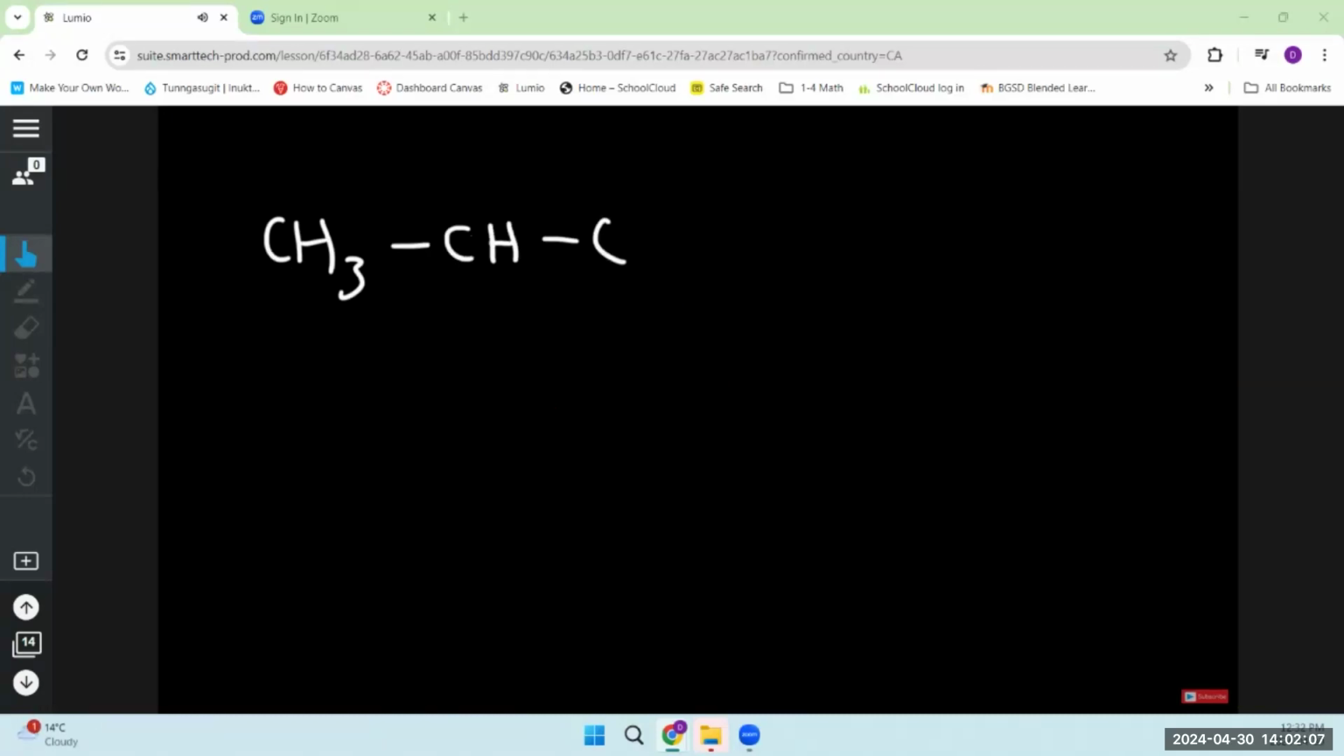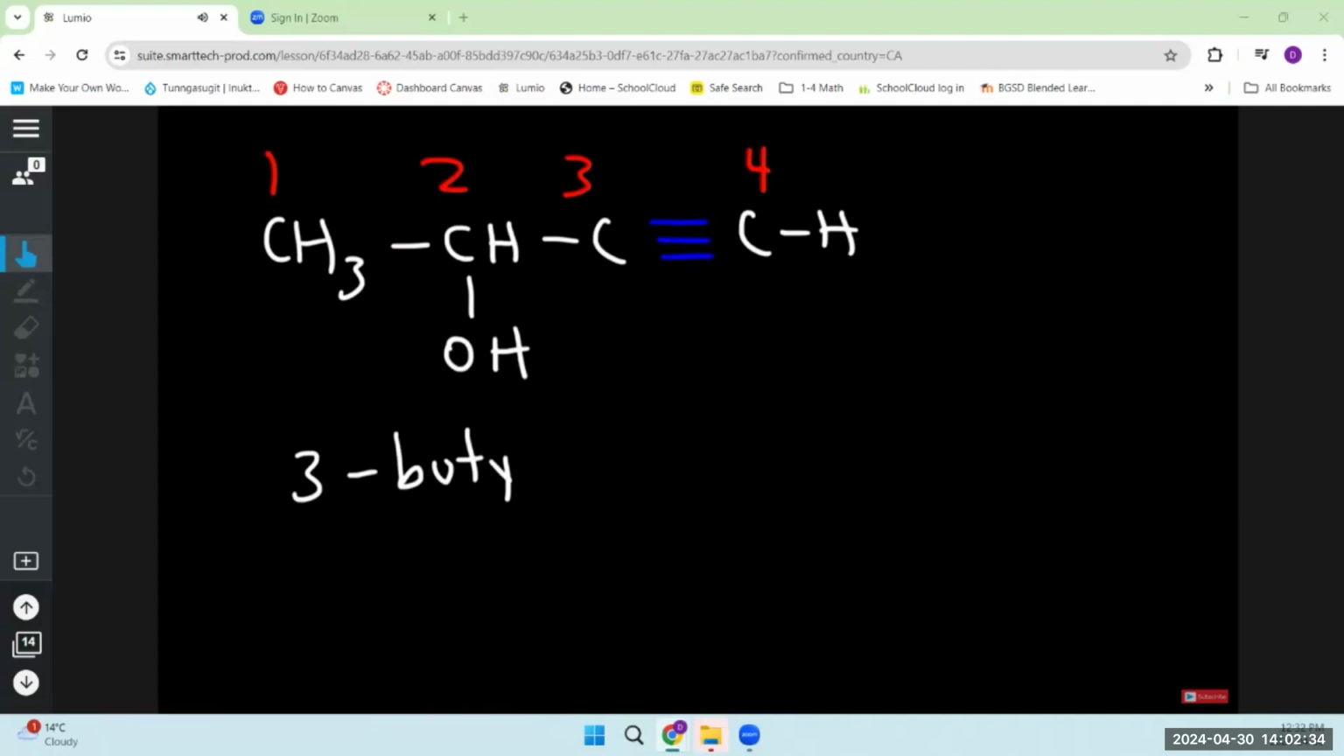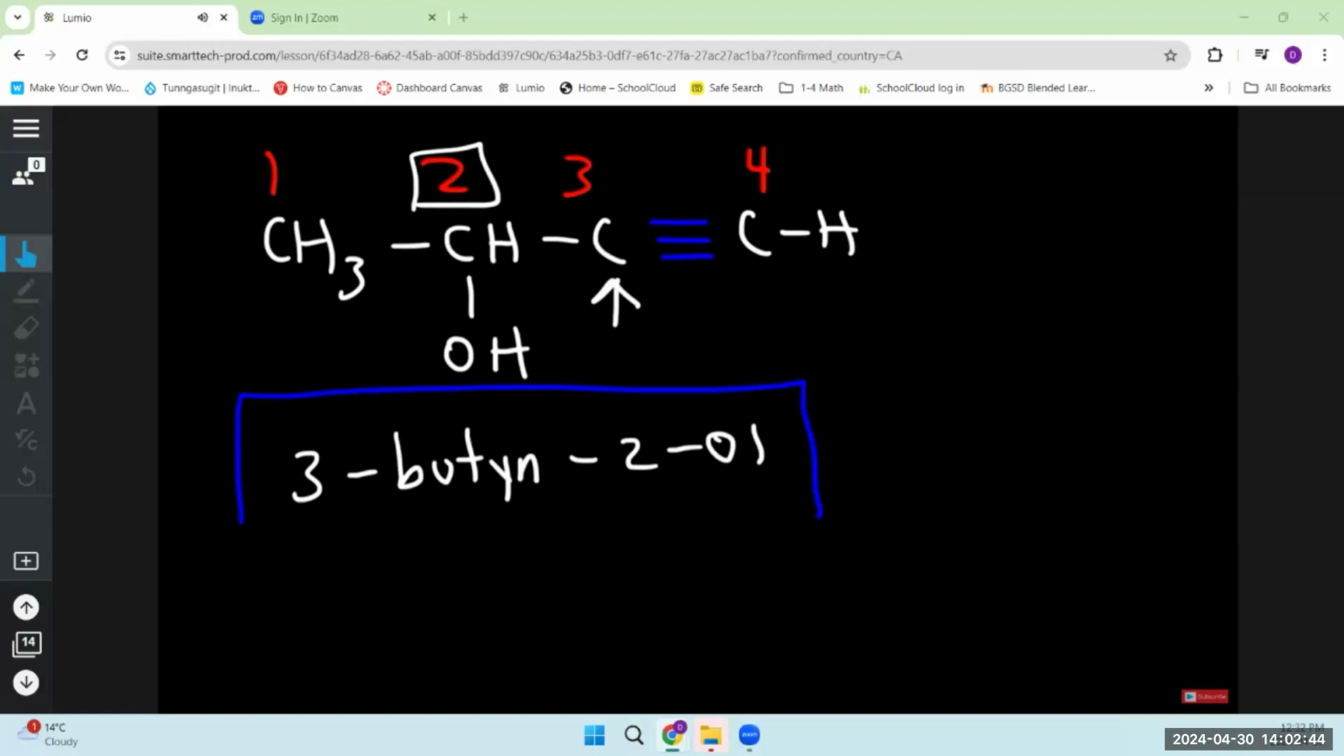Now, what if we have an alkyne with an alcohol functional group? Which one has more priority, the alcohol or the alkyne? It turns out that the alcohol has a higher priority than the alkyne. So we're going to give the OH group the lower number. So this is called 3-butyn-2-ol, because the alkyne is on carbon 3, and the alcohol is on carbon 2. And so that's how we can name this molecule.